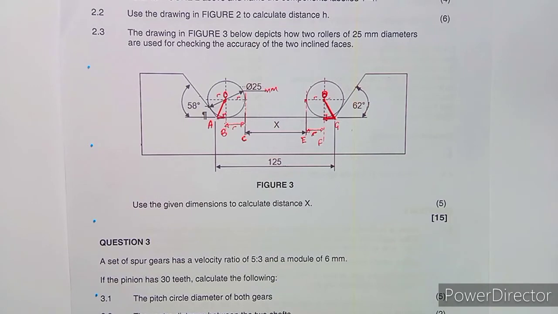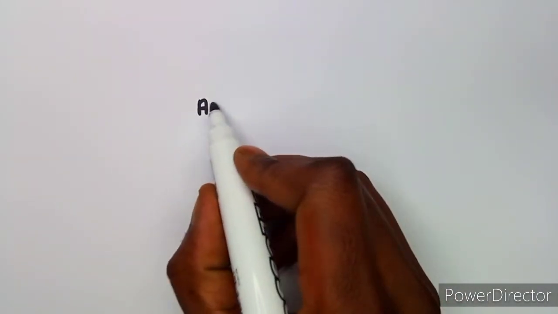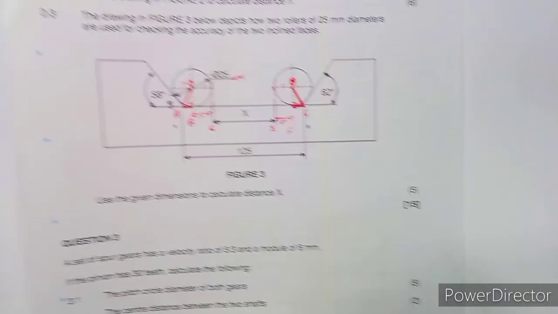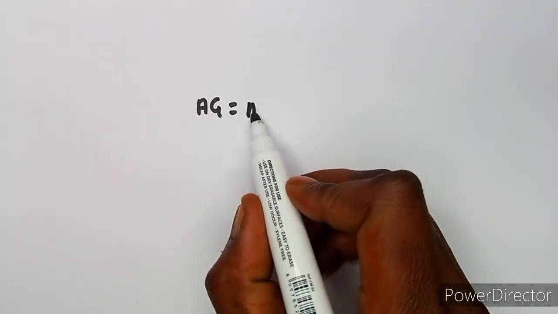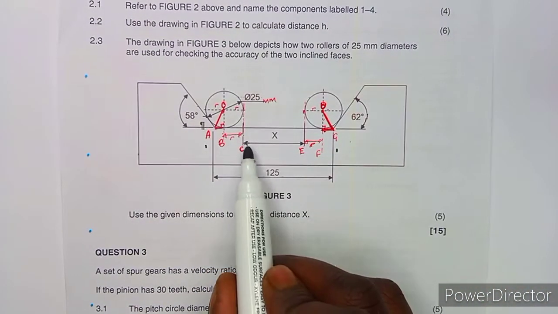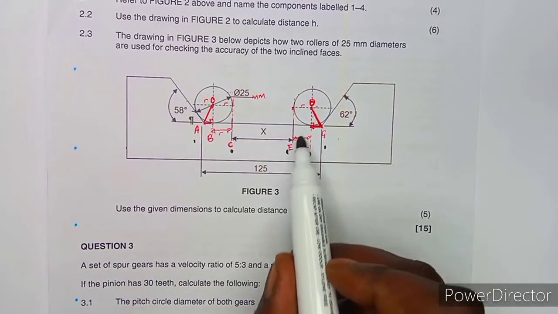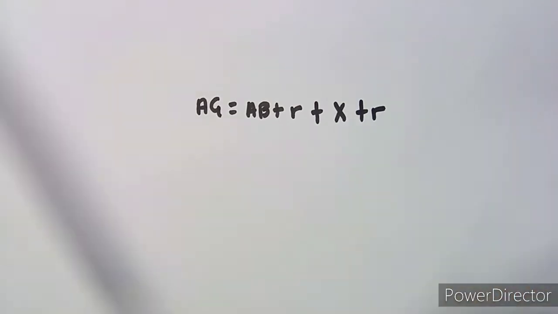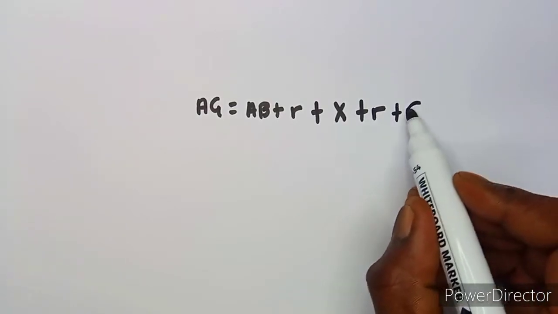So the x that we are talking about is going to be taken from A to G. From A to G we are going to have something like this: AB plus BC, which is the radius, plus CE, which is x, plus EF, which is the radius, plus FG, which is the one that you want to calculate.